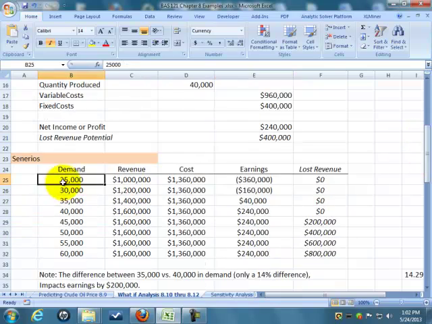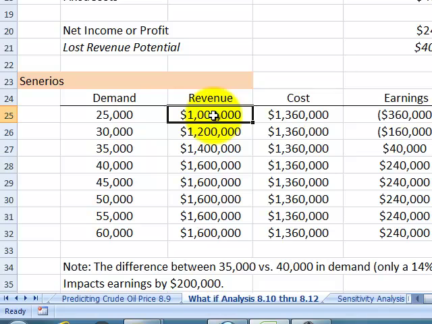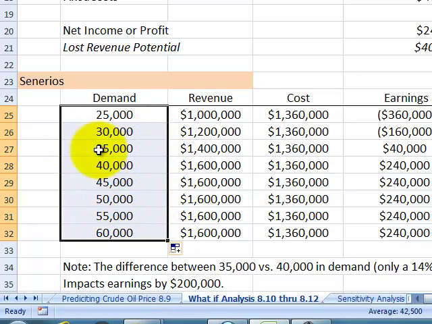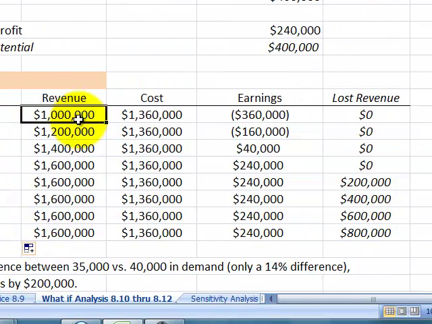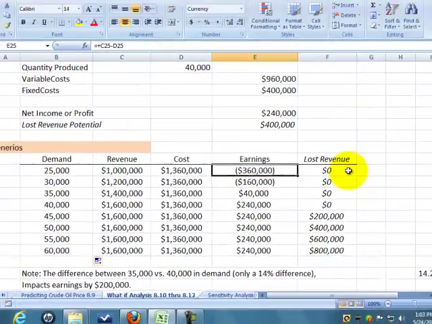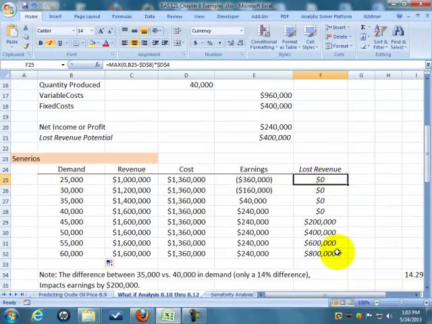And then down here I just gave you different scenarios. So here's the demand, and the nice thing about Excel is if you do the pattern and just fill it down, it understands the pattern you've given it. So I did revenue in different scenarios, cost, earnings, and then I added a column for lost revenue because you can begin to determine what kind of risks you want to take.